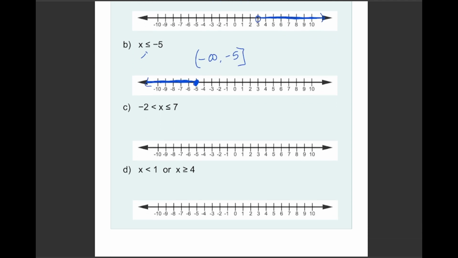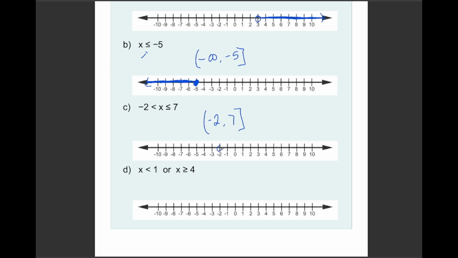Now, moving on. We have -2 less than x less than or equal to 7. Well, that means I want all numbers between -2 and 7, and we're going to include 7. So that will be all numbers from -2 to 7. Parentheses around -2, it's not included. Brackets around 7, it is included. And this represents all numbers in between the two.